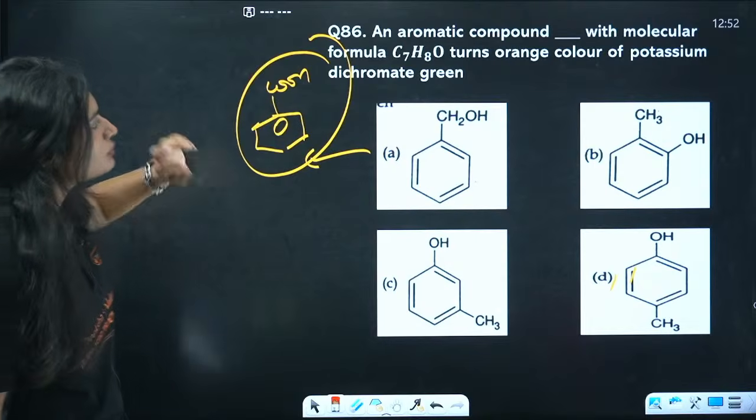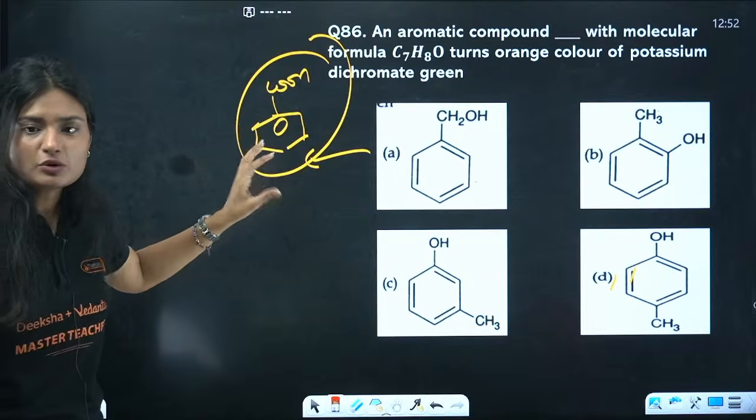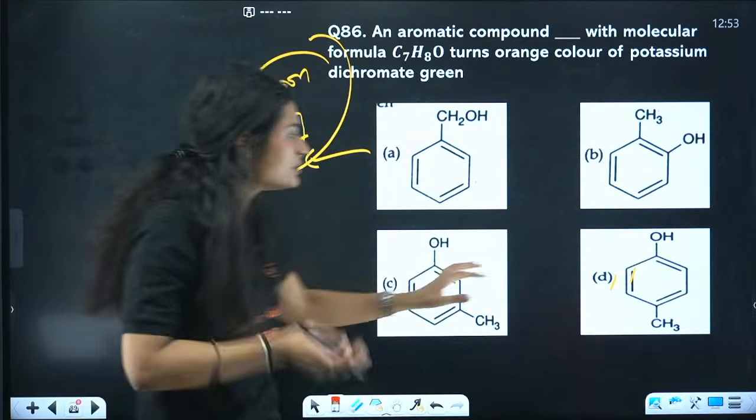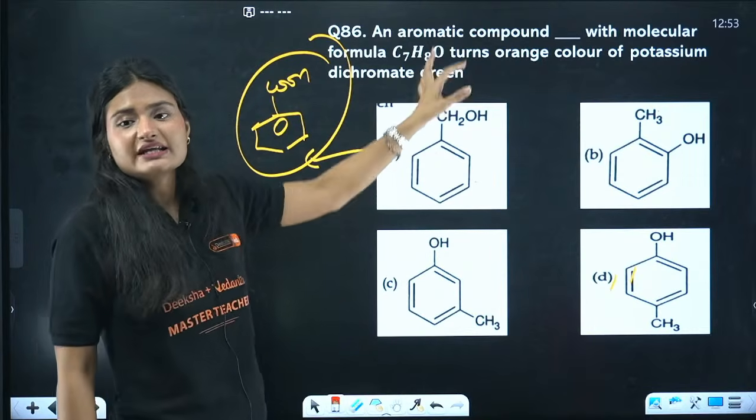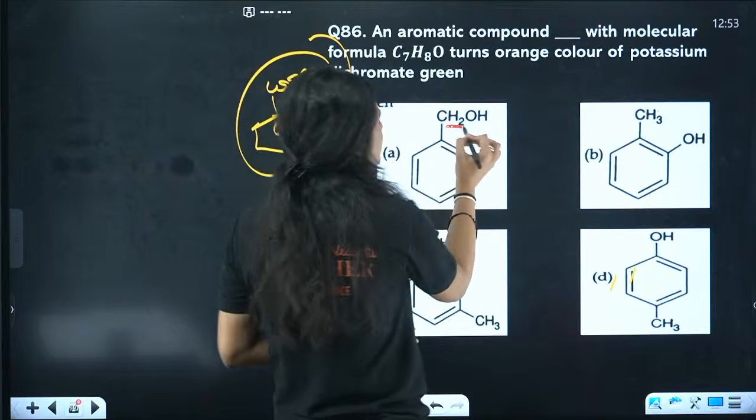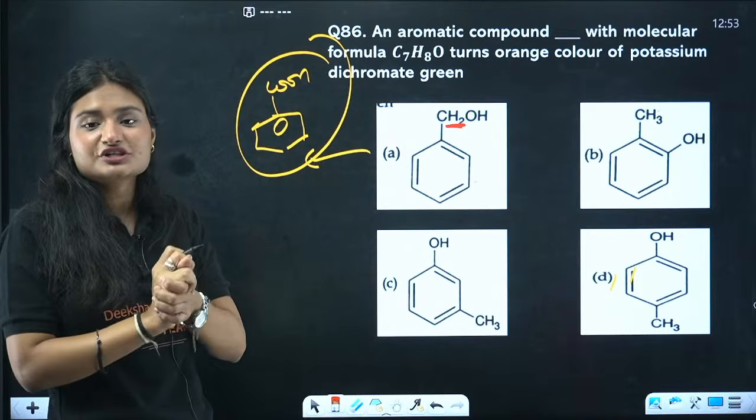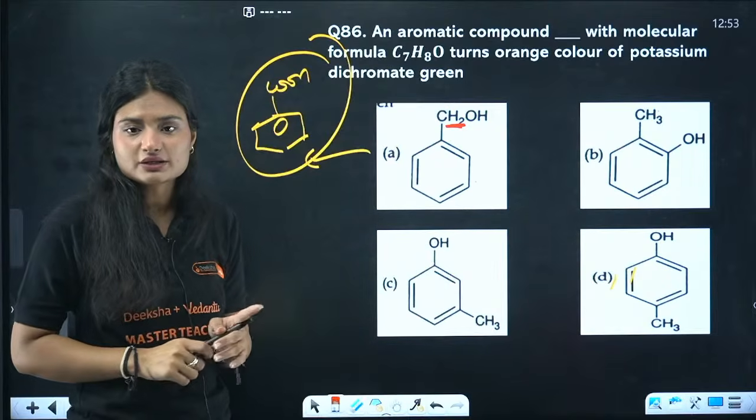An aromatic compound with the molecular formula given. What is that compound? You see, these three compounds are similar. In your answers also, you'll find that choice. Three compounds are similar, that means these are not the answer. This is the answer. Why? Because in this case we are getting carboxylic acid. This has a benzylic hydrogen, and this benzylic hydrogen will convert into carboxylic acid. Here, no benzylic hydrogen.